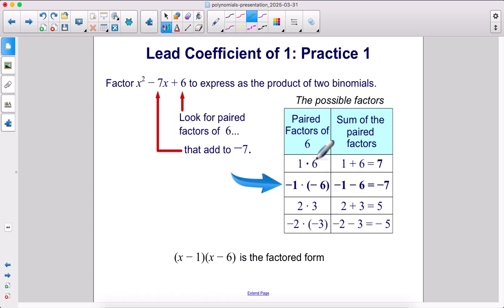Which ones of these, when added together, equal -7? Well, this row right here, -1 and -6. Therefore, our binomials will look like this: x minus 1 and x minus 6.